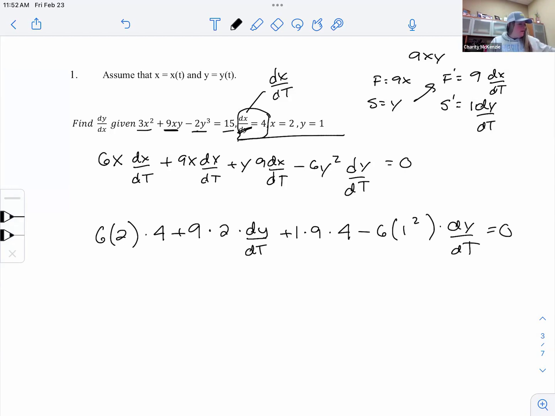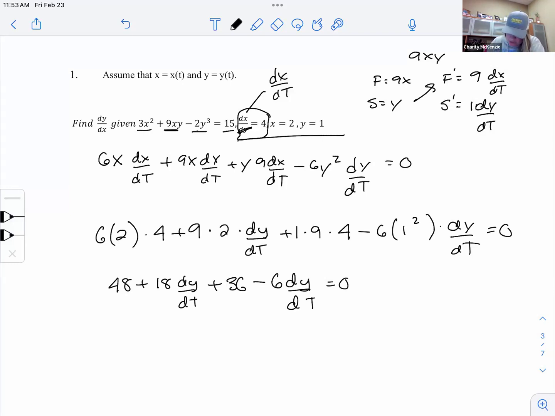So we can combine in between terms here. So 6 times 2 is 12. 12 times 4 is 48. So I see 48 here plus 18 dy dt plus 9 times 1 times 4 is 36. There's no other terms on that one. Minus 6 times 1 is 6. So 6 dy dt equals 0. And so we can solve now for dy dt and find that given rate.